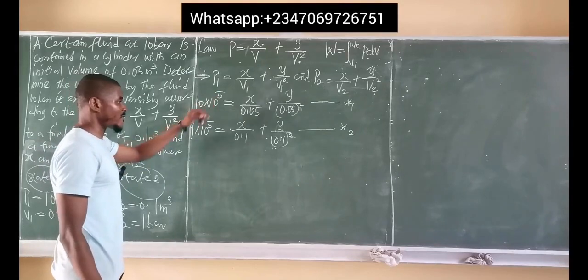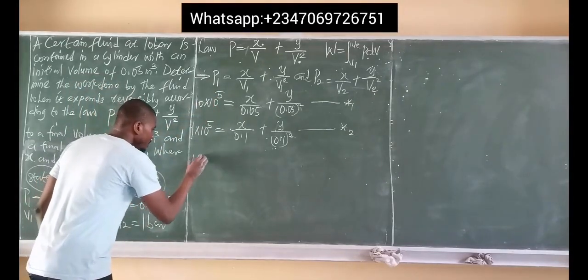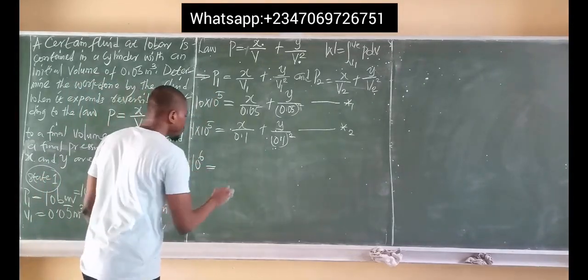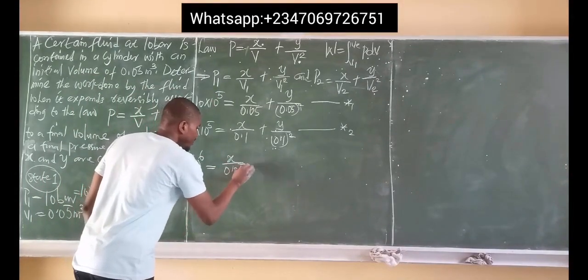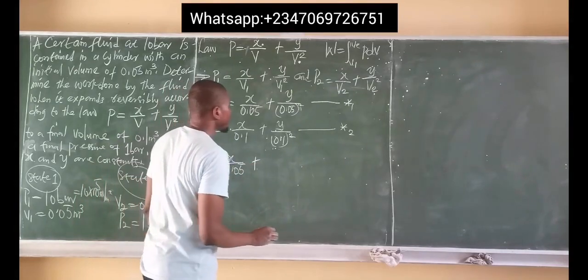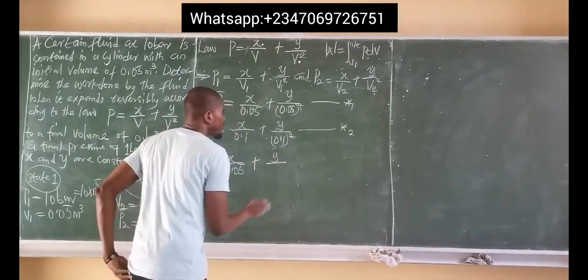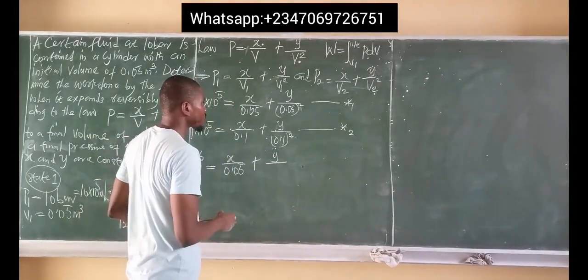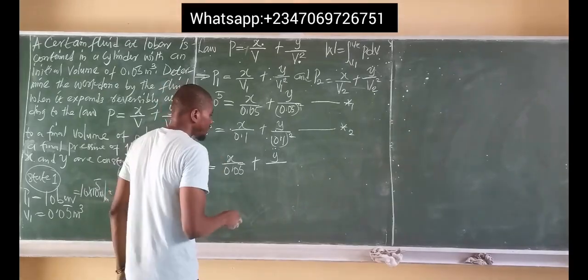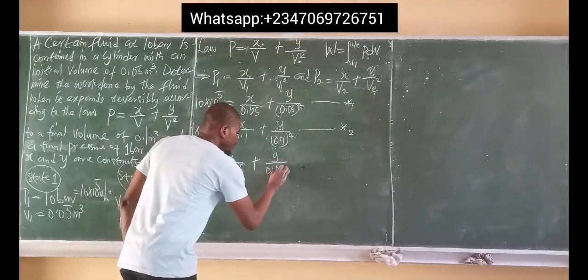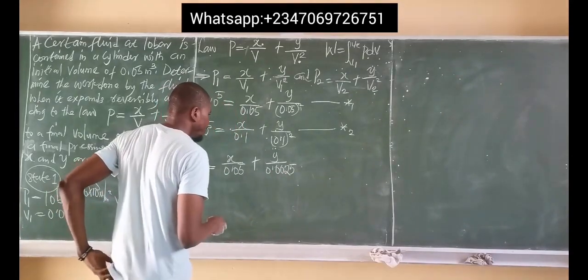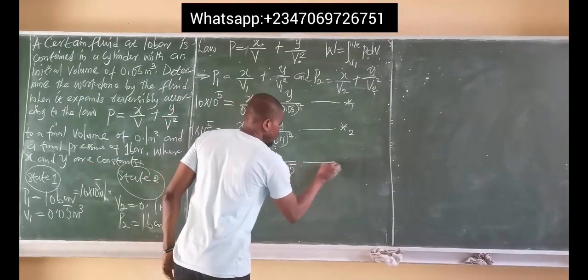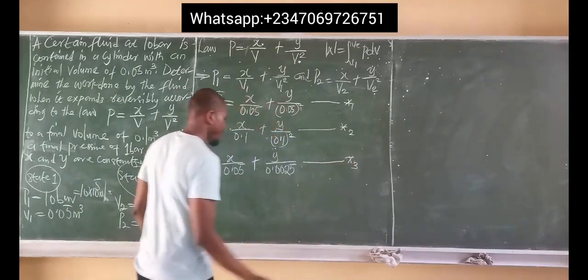10 by 10 to the power of 5 can simply give you 10 to the power of 6. And this is equal to x all over 0.05 plus y all over 0.05 squared. That gives us 0.0025. Okay, so call this equation star 3.